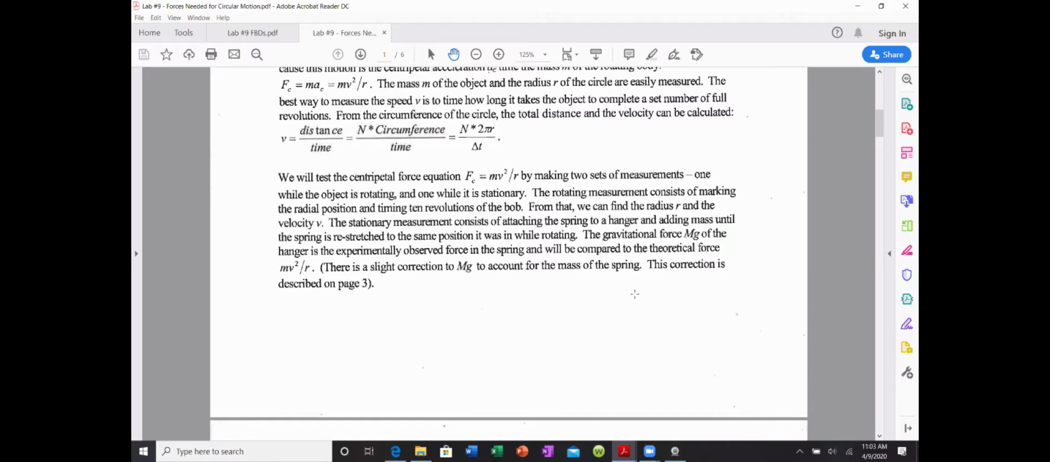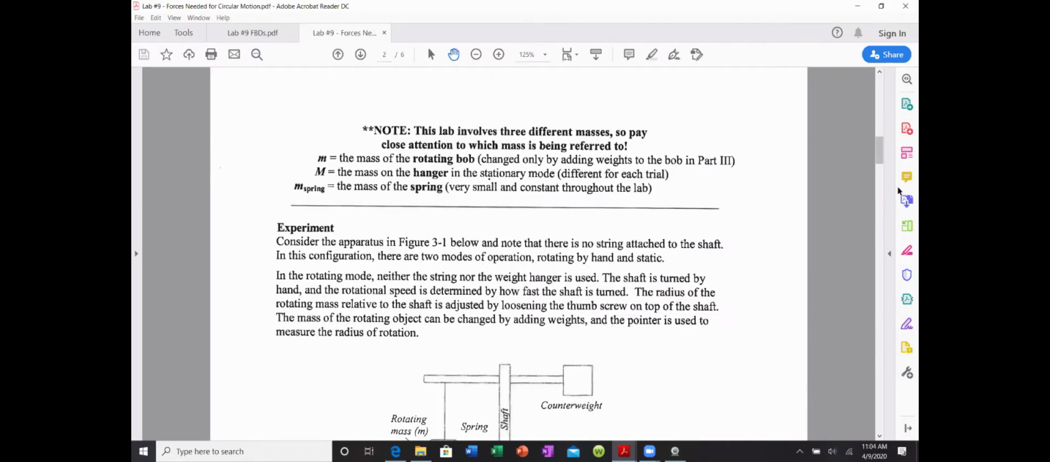Just remembered. The springs we're using, you guys have used once before in the Hooke's Law lab. In the Hooke's Law lab, you used these stiff springs, but you also used much flimsier, lighter springs. So we're using these stiff springs. This is actually the apparatus that the springs came with. Note that this lab involves 3 different masses, so pay close attention to which mass is being referred to.